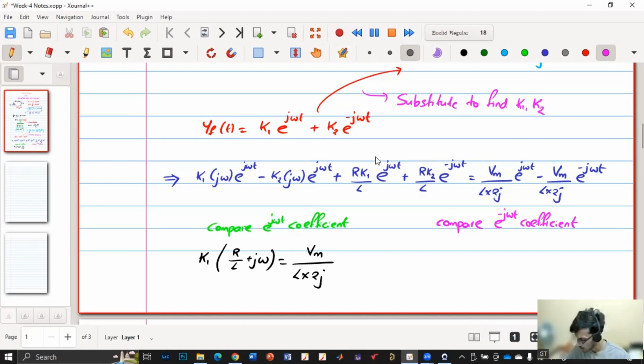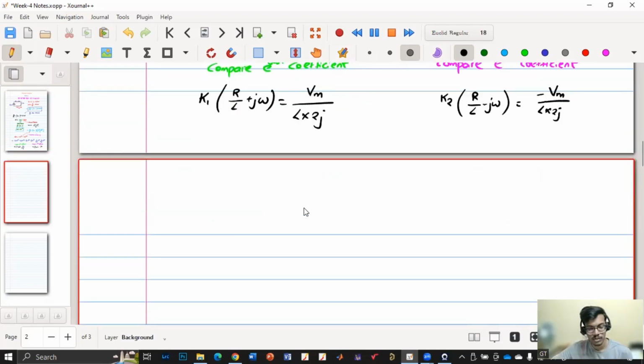Okay. So similarly for the e to the power minus j omega t coefficient, I'll get an expression in terms of k2. So I'll be getting something like this: k2 into R by L minus j omega. Also check, maybe I'm making some mistakes, so you have to correct me, else we'll be getting a wrong result. So minus Vm by L times 2j. So we have something like this. From there, we have to calculate k1 as well as k2.